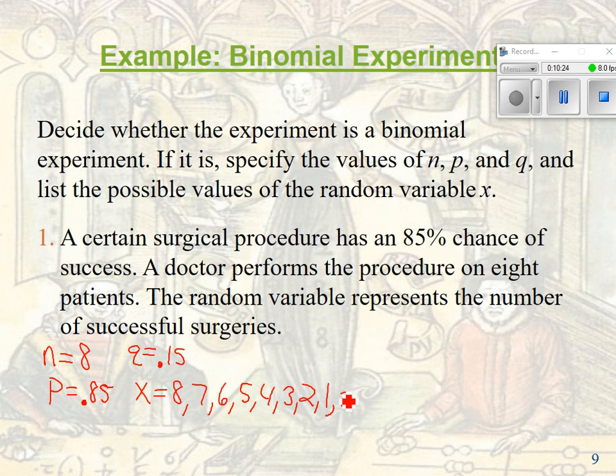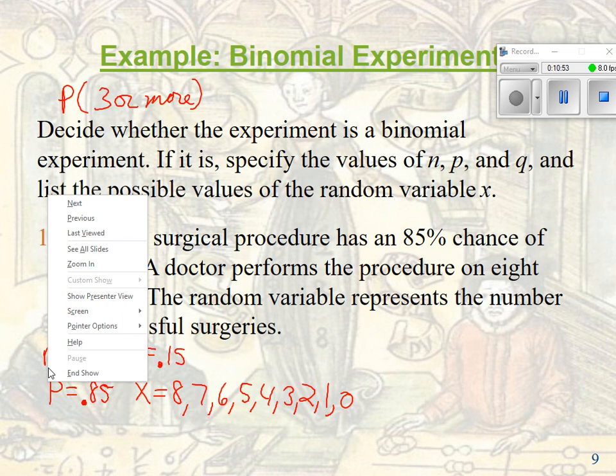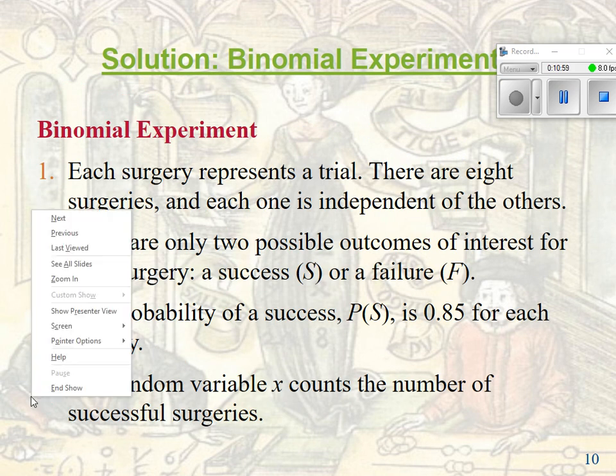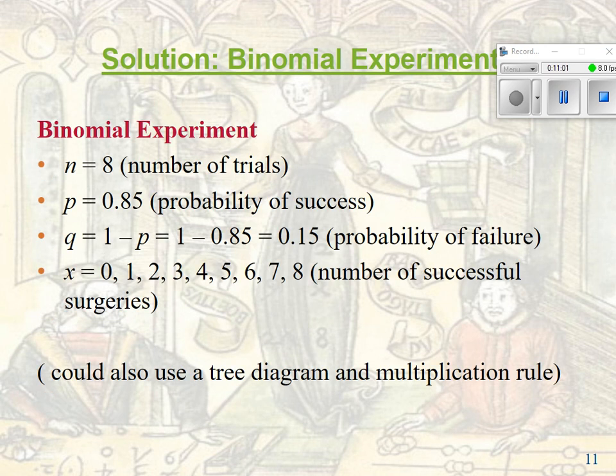What we're going to do with that, we're going to make our chart, and you're going to have 0 through 8 listed, and then find the probability of each one. And then they're going to say, okay, what's the probability that 3 or more were successful? Well, if we have the chart, all we've got to do is add from 3 up to find the probability that 3, 4, 5, 6, 7, or 8 were successful. So we just did all that.